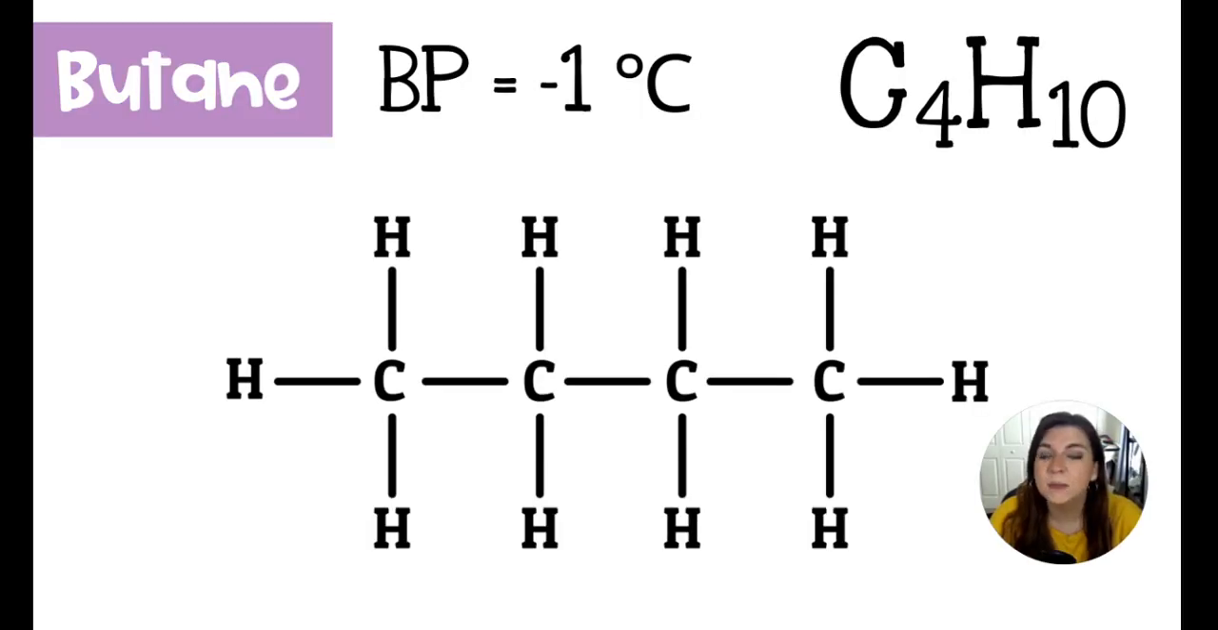This right here is a molecule of butane whose chemical formula is C4H10. We have 4 carbons in a straight line, all single bonds, and the boiling point of butane is -1 degrees Celsius, meaning that you would find it as a gas at room temperature.